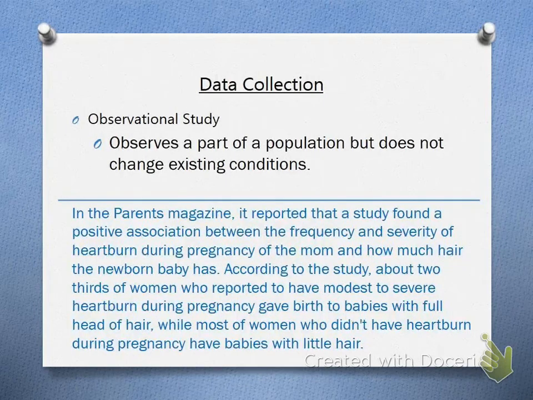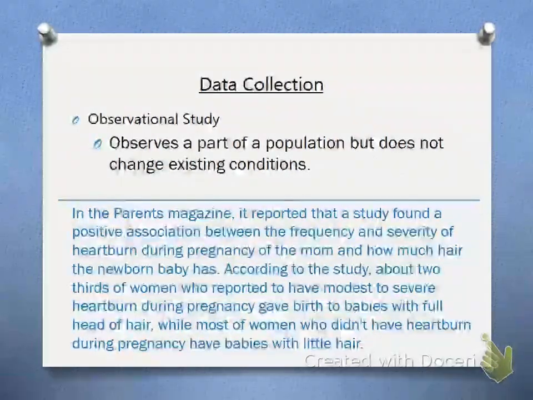For example, Parents Magazine, at one point they reported a study that found a positive association between the frequency and severity of heartburn during pregnancy of the mom and how much hair the newborn baby has. And you'll hear this a lot, ladies or guys, when you start to have children, that will come up. It did when my wife was pregnant with both of our girls. Do you have any heartburn? If you do, that means your baby's going to have a head full of hair, whatever.